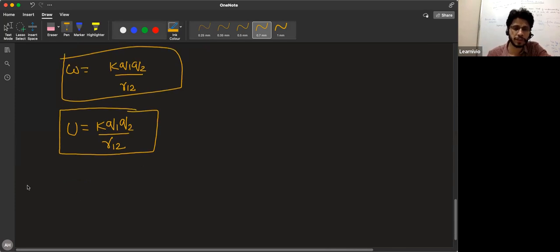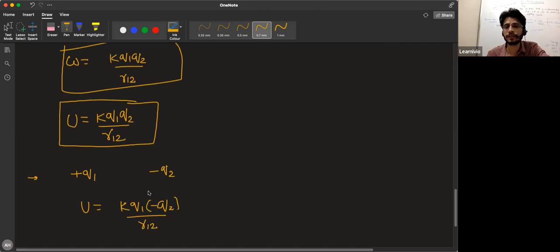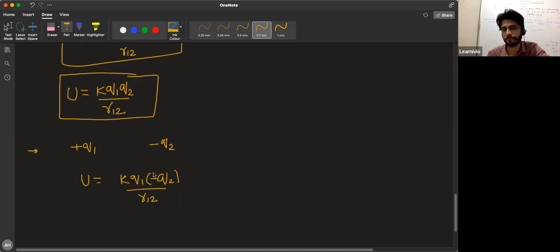While calculating potential energy, keep this in mind. If you have a positive charge and a negative charge, potential energy is a scalar quantity, so keep the negative charge with its proper sign. Use this charge with the negative sign. This negative sign will tell that the force is attractive.